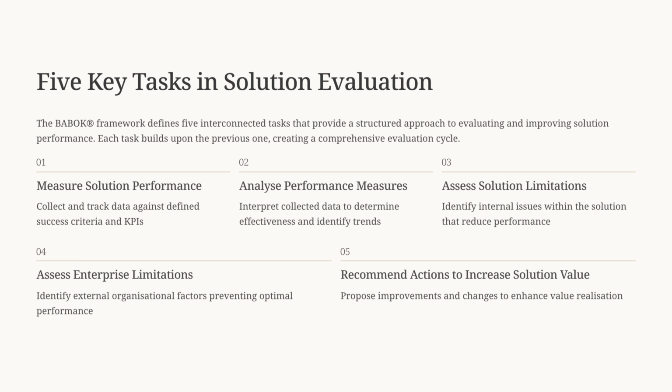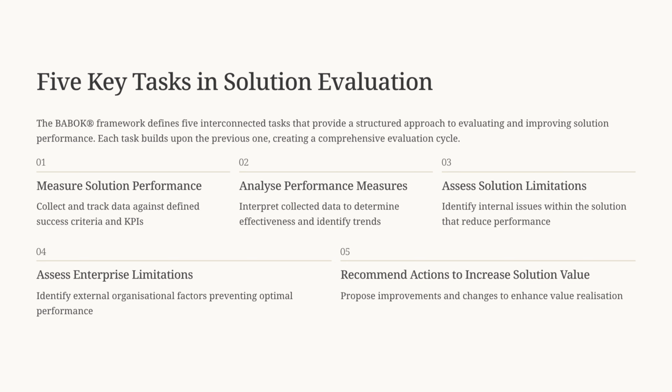Once we have the data, we interpret it. We look for trends, patterns, or anomalies to understand what's really happening. Task 3. Assess solution limitations. Now, we examine what's limiting performance within the solution itself: bugs, missing features, poor design decisions, or workflow issues. Task 4.